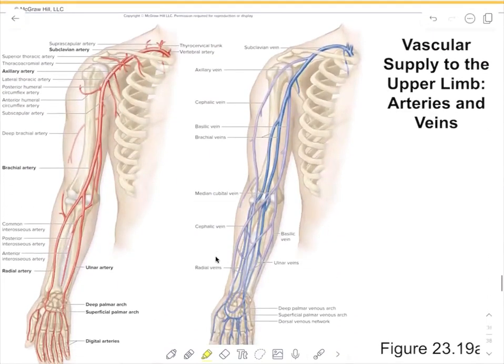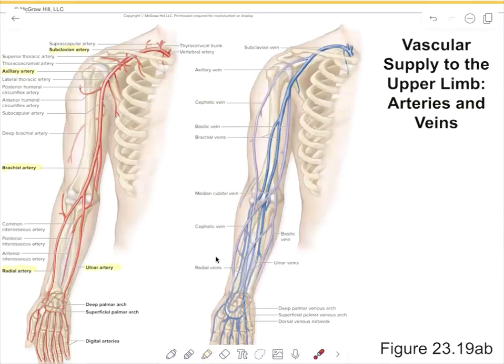So on this diagram, we can see both the arteries as well as the veins in the upper limb. For the arteries, they begin as the subclavian artery leading to the axillary artery in the armpit, the axilla. It continues into the upper arm, where it's now referred to as the brachial artery. That brachial artery then bifurcates at the elbow to become the radial artery and the ulnar artery.